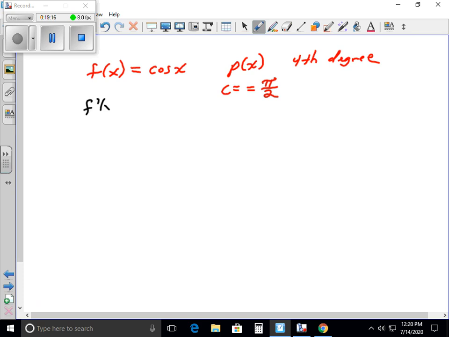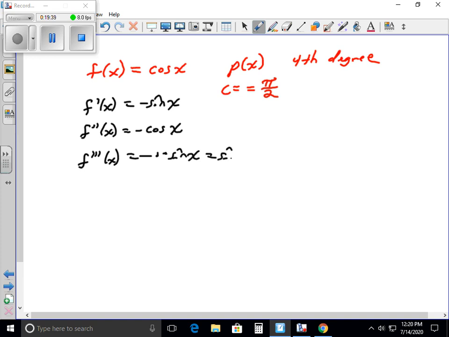So our first derivative would be minus sine. Our second derivative, the derivative of sine is cosine, so leave the negative up front, and the derivative of sine is cosine. For our third derivative, we have a negative out front. The derivative of cosine is minus sine, so we get sine. And our fourth derivative, the derivative of sine is cosine. So we're actually back to the original function we started with.